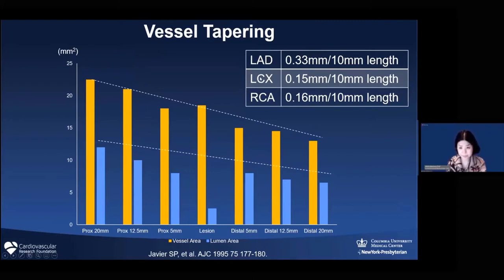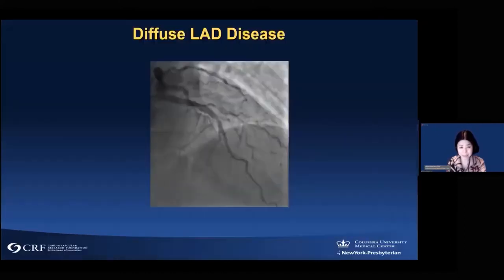Vessel tapering is the most in the LAD. Typically, over 10 millimeters, it's 0.33, but circumflex and right coronary are about half. That's really what we see. So if you implant a stent in the proximal LAD and you put a 4, and if you put a 30 millimeter stent, the 30 millimeter distal segment should be 3. Those are the very basics, and many times we are not sure by angio.